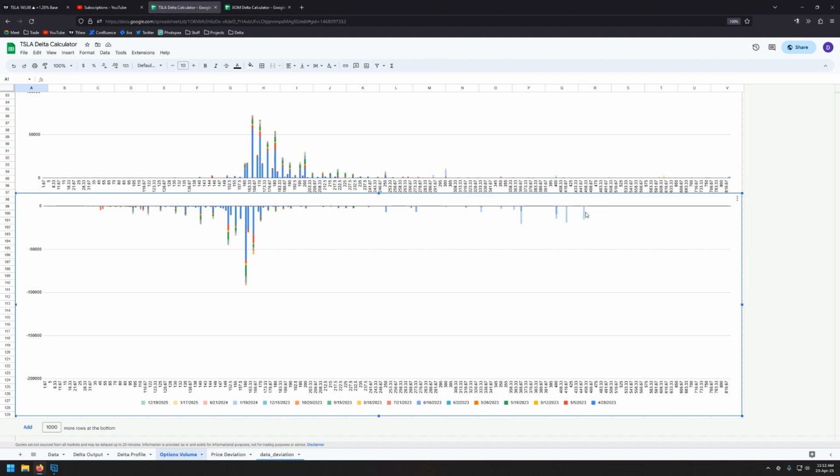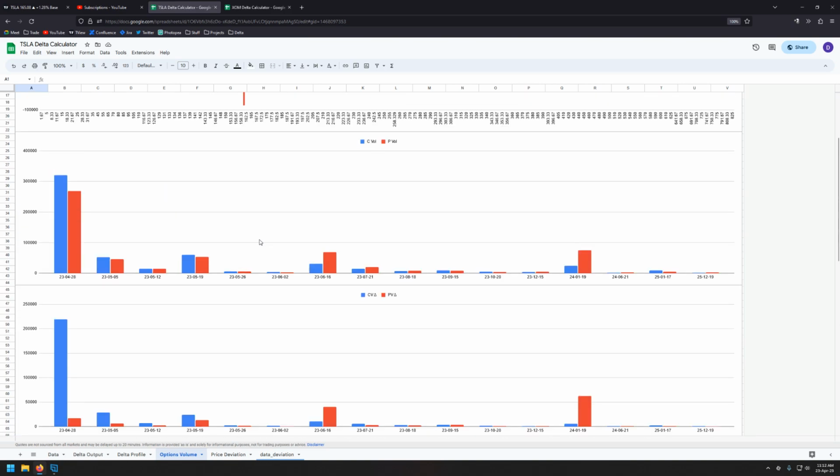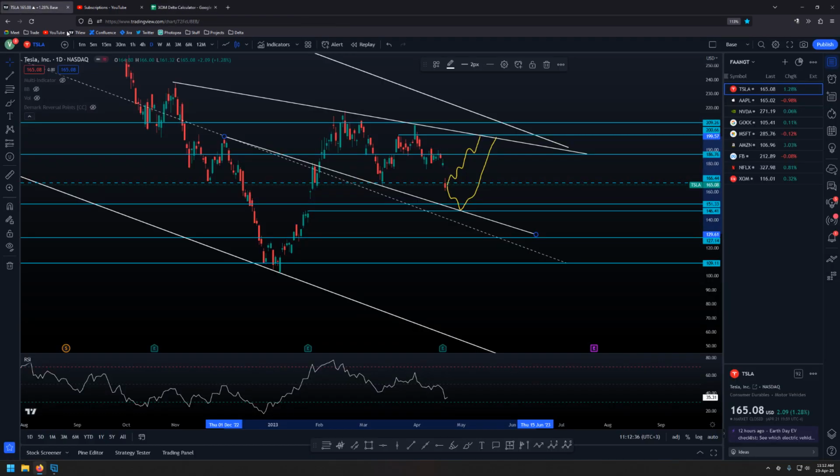Who the hell sells deep in the money puts? And for next week, we have some puts at 160. It's generally bullish, but yeah, we don't know. It will depend on earnings of the other mega caps.